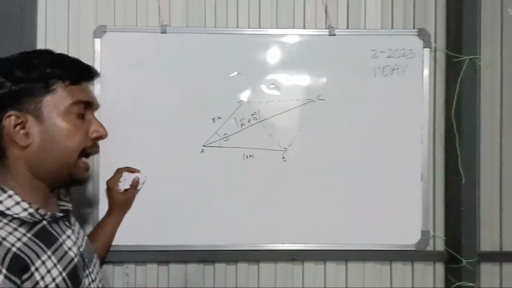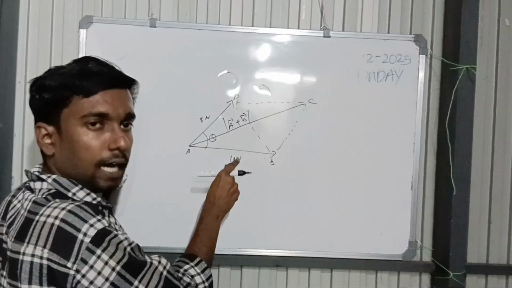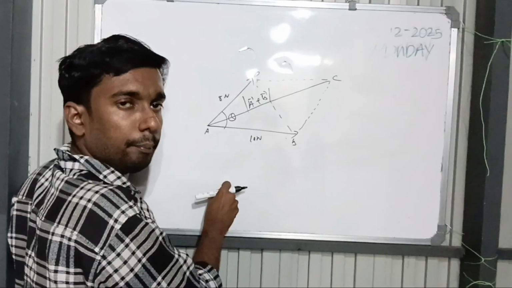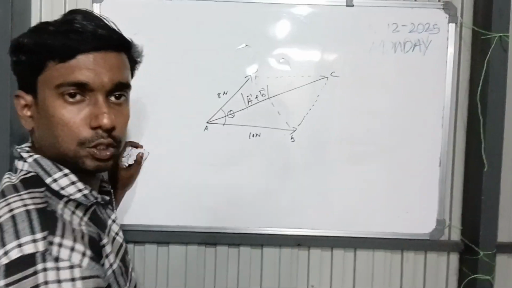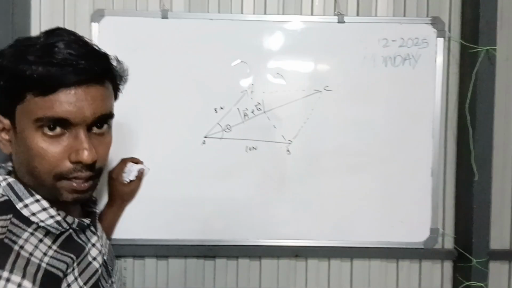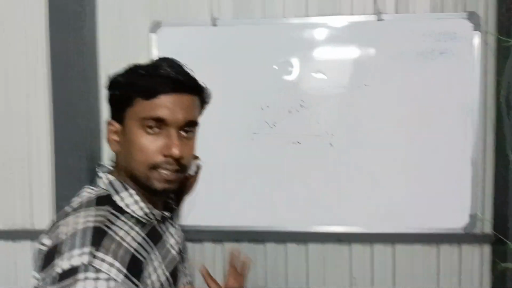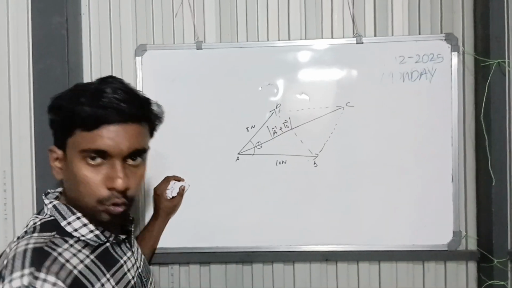Okay, so again I repeat, the two vectors we consider as adjacent sides of the parallelogram, and the diagonal which is passing through the common point gives the resultant. So this AC gives the resultant. We can find this mathematically with the derivation, so we can move to the derivation.